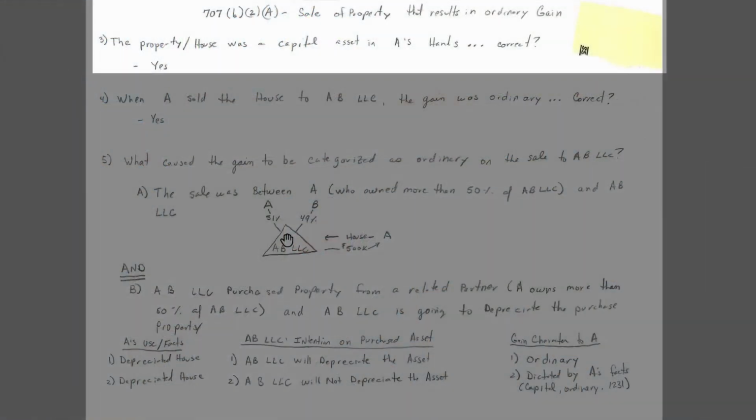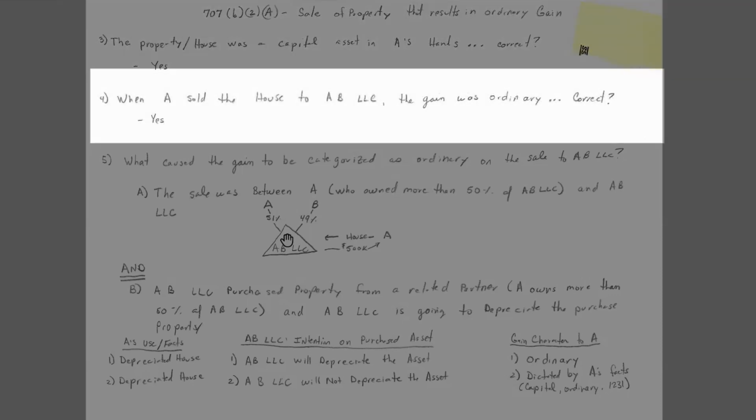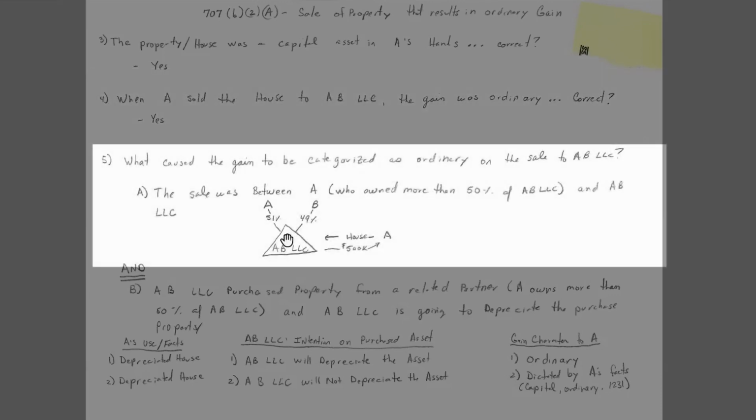Okay. What's this say, Brad? 3, the property / house was a capital asset in A's hands, correct? Yes. When A sold the house to ABLC, the gain was ordinary. Yep. What caused the gain to be categorized as ordinary on the sale to ABLC?